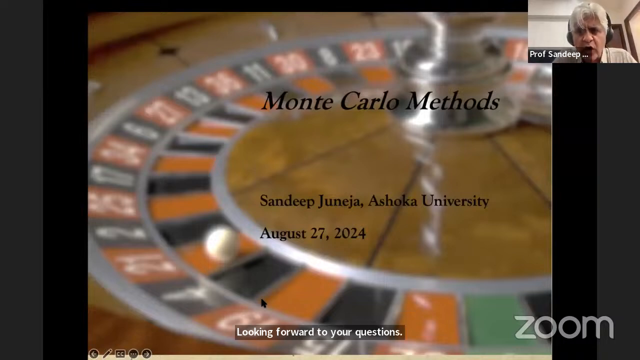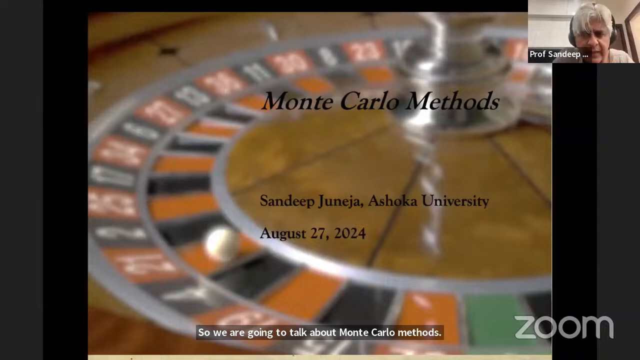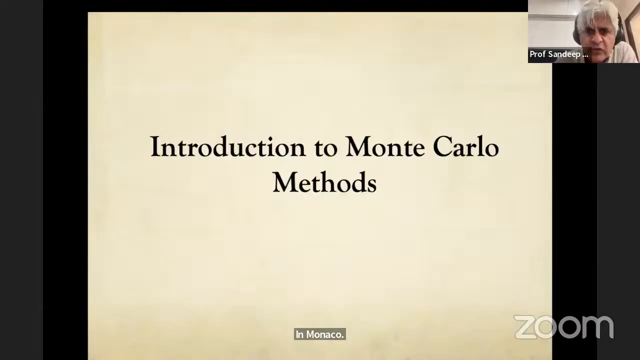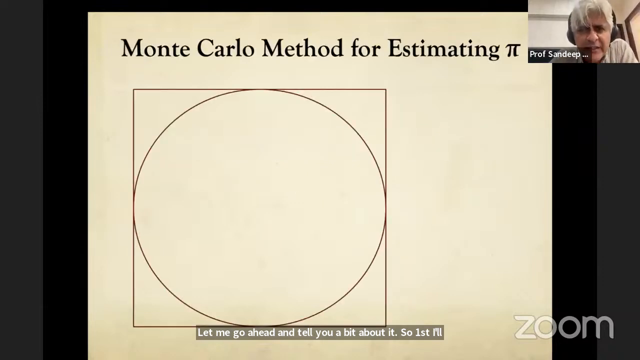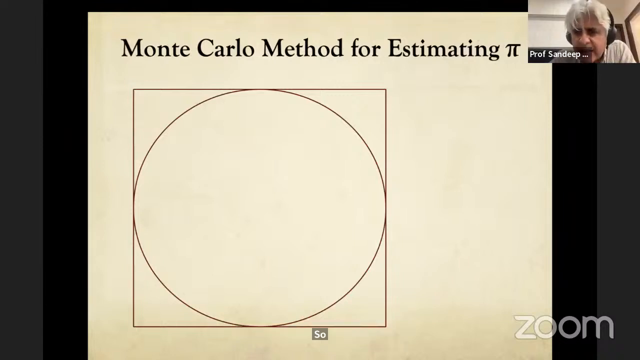So we are going to talk about Monte Carlo methods. Now you can see on your screen, the name actually comes from the Monte Carlo casino in Monaco. So let me go ahead and tell you a bit about it. First, I'll tell you what Monte Carlo methods are. You probably heard this problem before, that you want to find the value of pi by using random numbers.